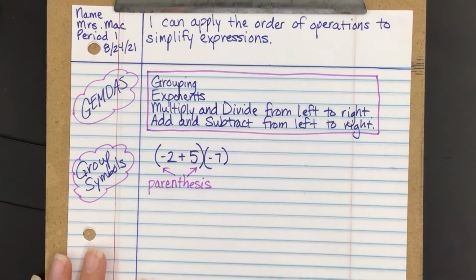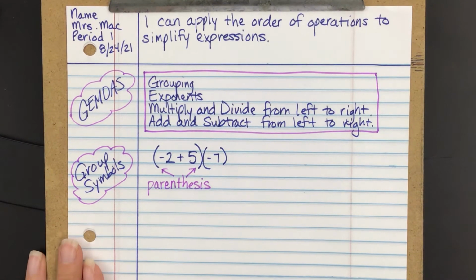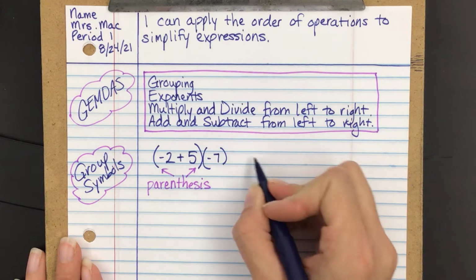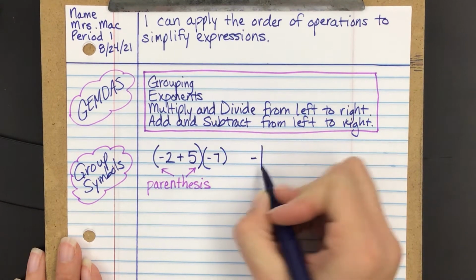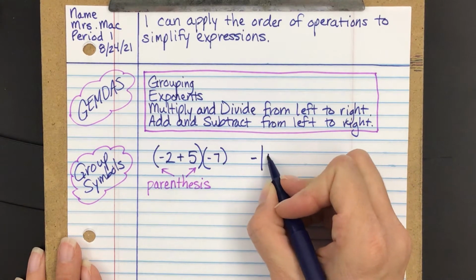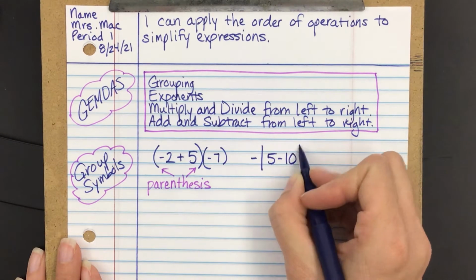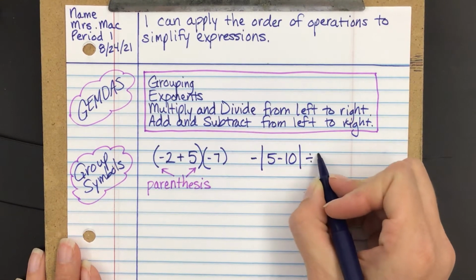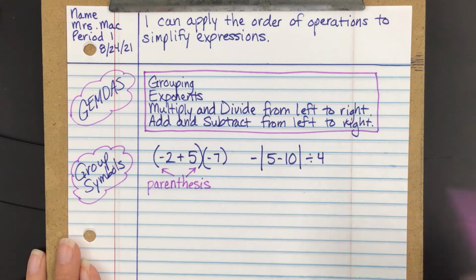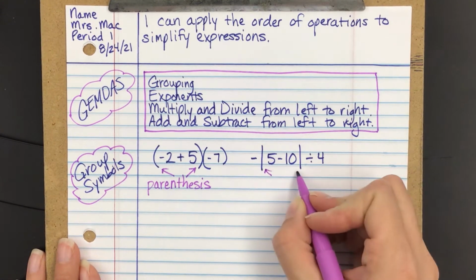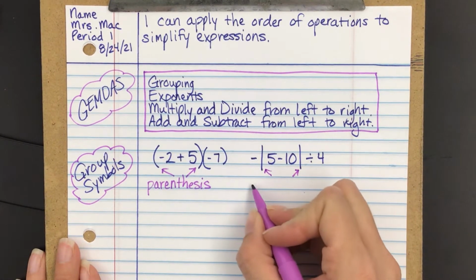Another type of grouping, which you won't see a whole lot of, but absolute value can be a grouping symbol as well. You could have negative absolute value, 5 minus 10, all divided by 4. Okay. This can act as a grouping symbol.